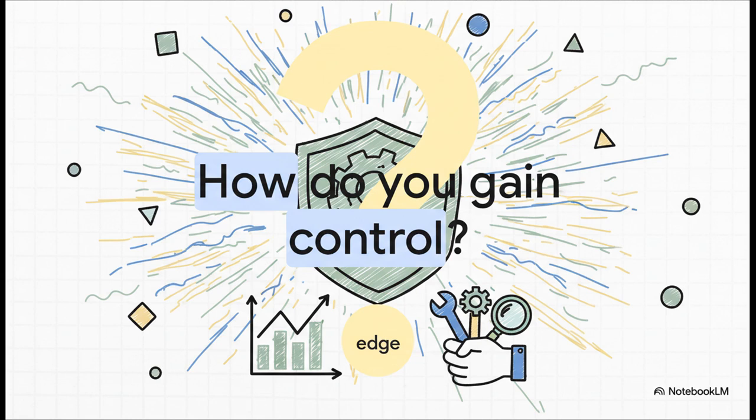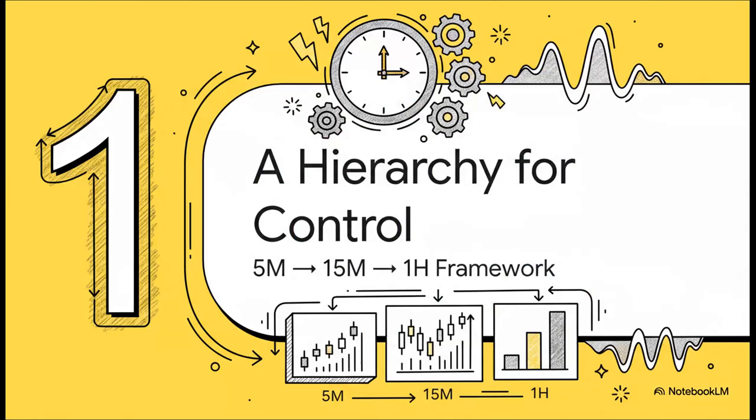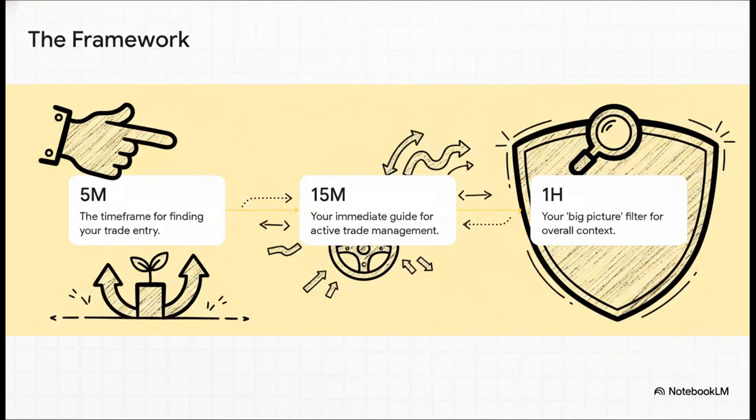Well, it all starts with picking the right tools for the job. And this, right here, is our answer, a simple but really elegant hierarchy of time frames. We're going to build a system using the 5-minute, the 15-minute, and the 1-hour charts, and each one has a very specific job to do. So the key here is how these three work together as a team. The 5-minute, that's where you might spot your entry, but then the second you're in, you look to the 15-minute to guide your decisions, and you're using that 1-hour chart as a high-level filter to keep you safe.